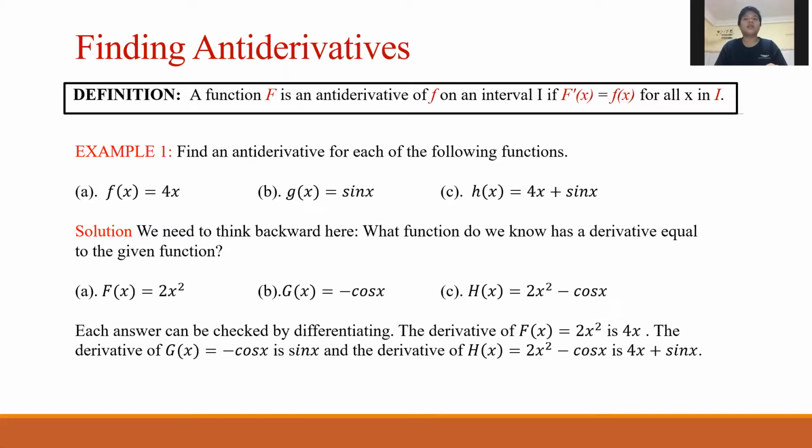What function do we know has a derivative equal to the given function? F of x equals 2x squared, g of x equals minus cosine of x, h of x equals 2x squared minus cosine of x. Each answer can be checked by differentiating. The derivative of F of x equals 2x squared is 4x. The derivative of g of x equals minus cosine of x is sine of x. And the derivative of h of x equals 2x squared minus cosine of x is 4x plus sine of x.